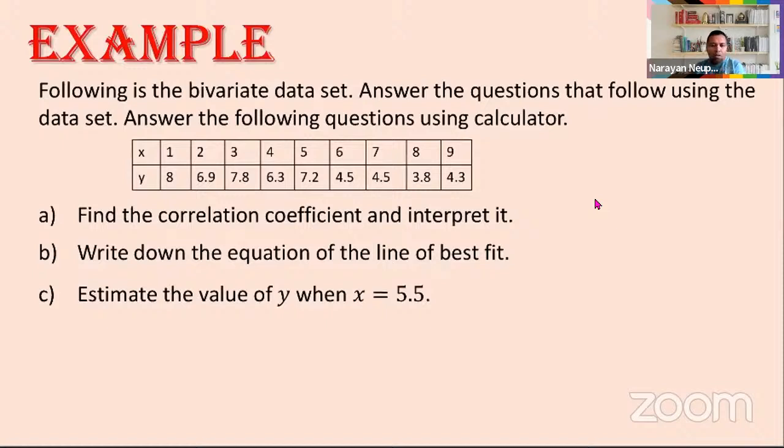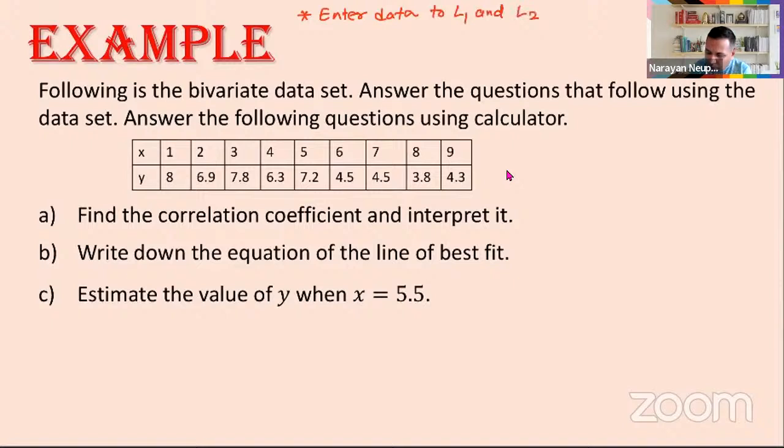Okay, after you enter the data in the calculator, what I want you to do is go to stat. Let me write up here. First thing is enter data in the calculator. Enter data to L1 and L2. That's what you do first.